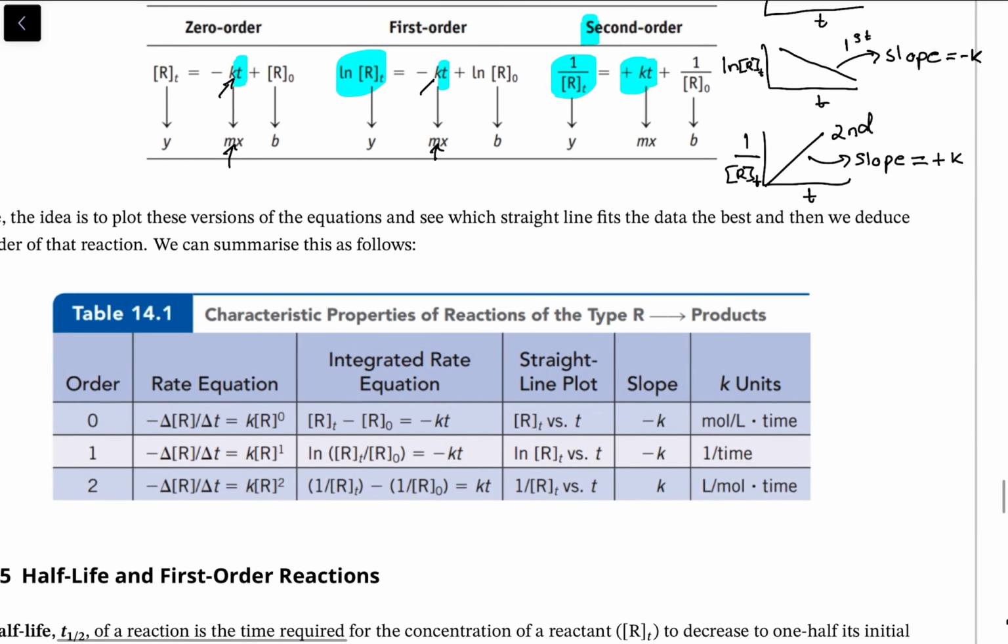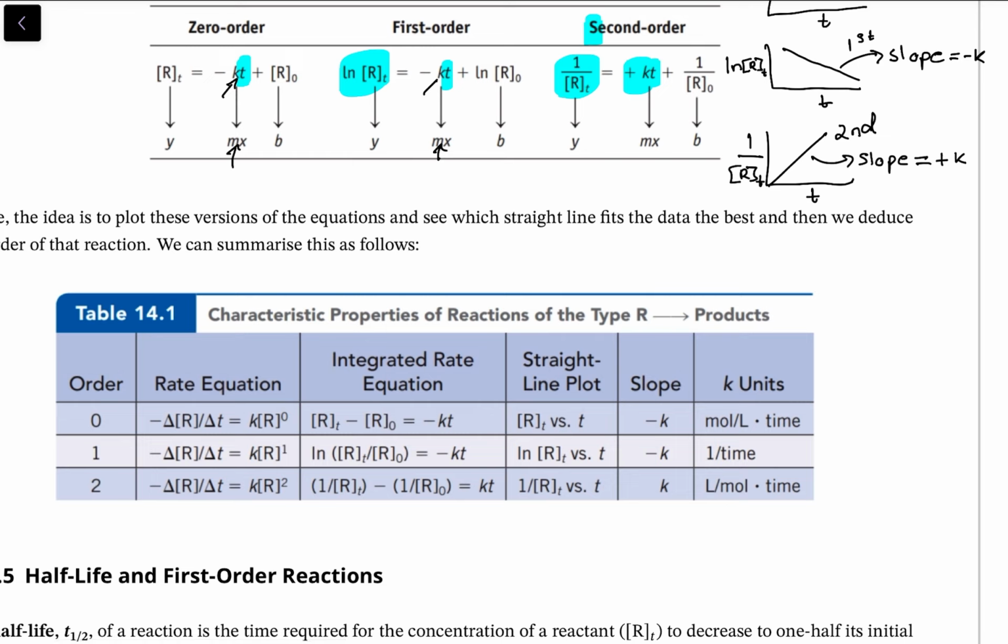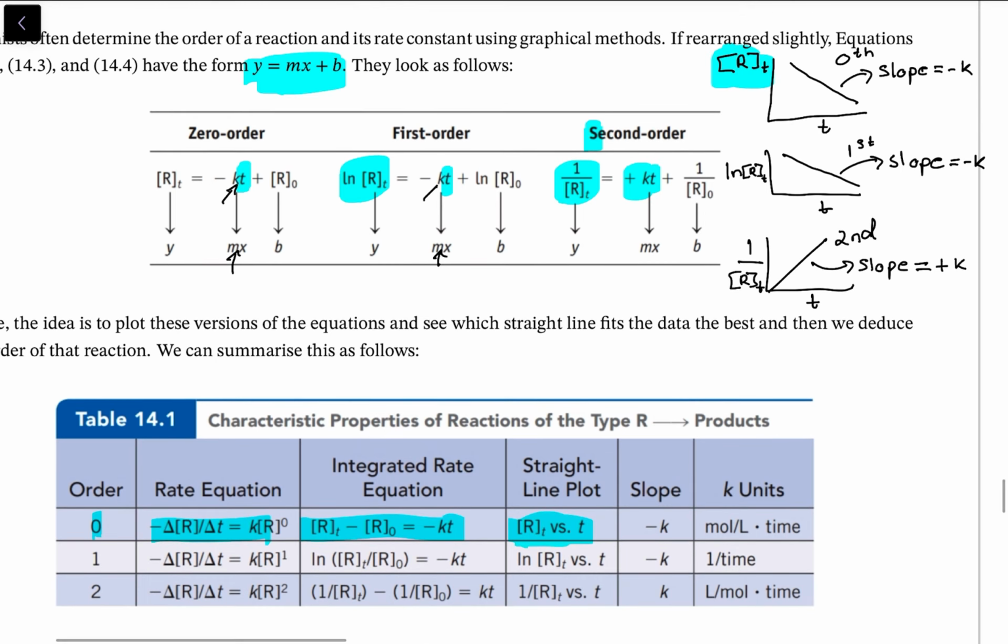So this table just basically summarizes the information. If you're 0th order, it shows the rate equation for a 0th order, the integrated rate law, and what you need to plot. So what I drew here is Rt versus t, and then what your slope will be. Your slope will correspond to negative k, and so on for each of them. So you can just remind yourself of these little facts.